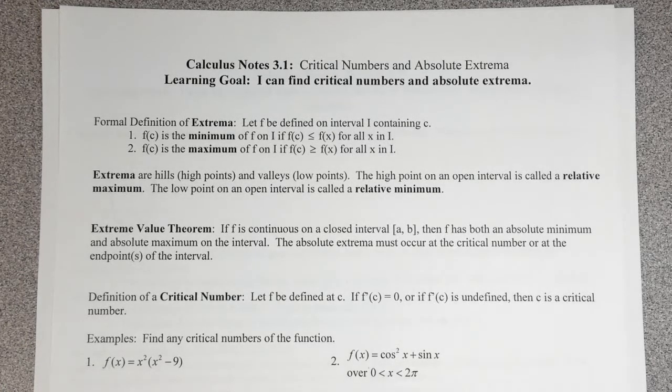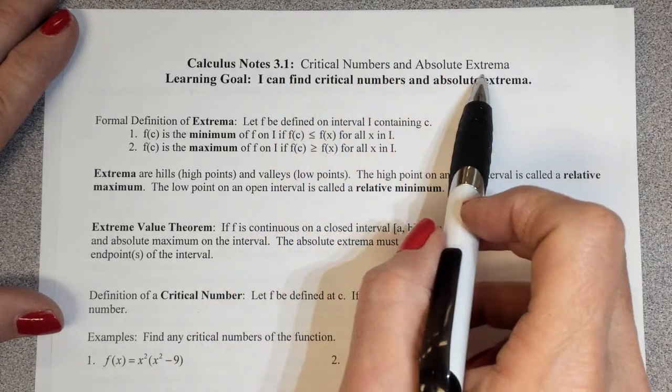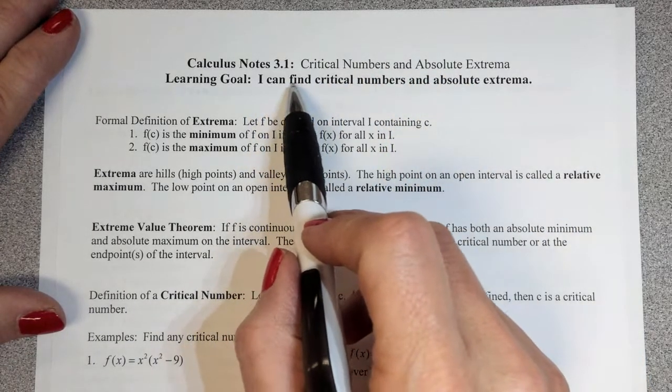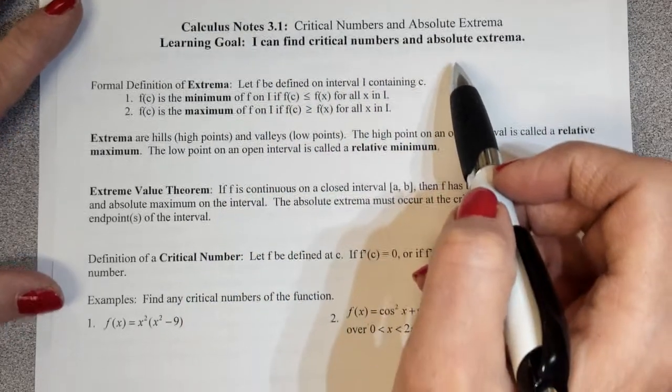This lesson is for section 3.1. This is about critical numbers and absolute extrema. Our goal in this is to find critical numbers and the absolute extrema if we're given a certain interval.